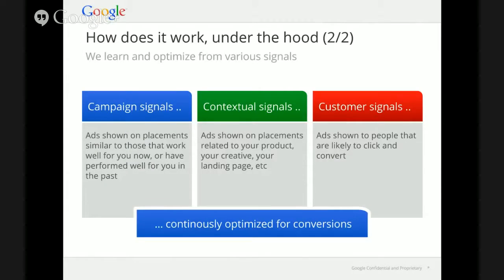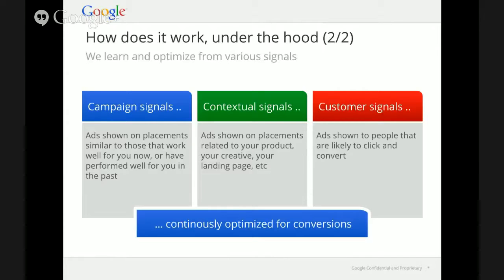So a little bit more on how we learn, if we go to the next page, is we have lots of different signals that we look at. Basically, we look at a campaign level or an ad group level, where we basically try to learn from your current campaign settings, your manual targeting criteria that you may have put in place, your previous historical targeting criteria, things that have performed well for you in the past or are performing well for you today.